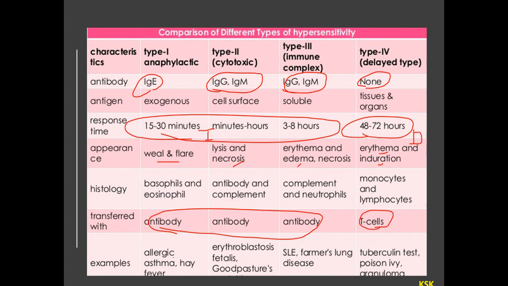And the examples you can see: anaphylaxis, asthma, hay fever, cutaneous and atopy, all these are examples of type 1. Whereas under type 2, we have seen erythroblastosis fetalis, hemolytic anemia and transfusion reactions. Whereas under type 3, if you remember, Arthus reaction and serum sickness. Whereas under type 4, tuberculin, granuloma and contact dermatitis. These are the various examples under the different types of hypersensitivity reactions.